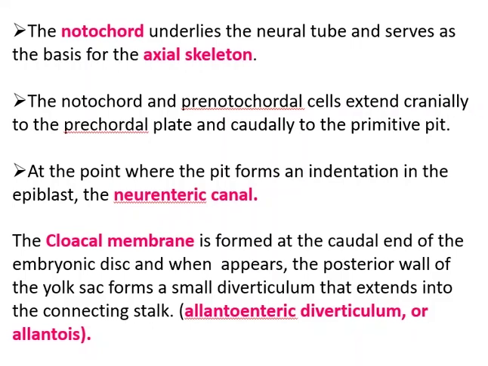So the pit forms as an indentation in the epiblast for the neuroenteric canal. This later forms the ventricles and canals of the brain and spinal cord. The cloacal membrane is formed in the caudal end of the embryonic disc, and it appears on the posterior wall of the yolk sac and forms a small diverticulum extending into the connecting stalk. And this diverticulum is called the allantoenteric diverticulum or allantois.